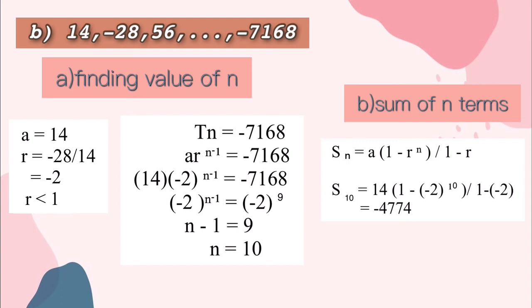Finding the sum of n terms. In this question, the formula that we are going to use is a little bit different because r equals negative 2, which means that it satisfies the condition of r is less than 1. Thus, the formula that we are going to use is Sn equals a in bracket 1 minus r to the power of n divided by 1 minus r. Finally, we just substitute the value and then we will get the final answer of negative 4774.